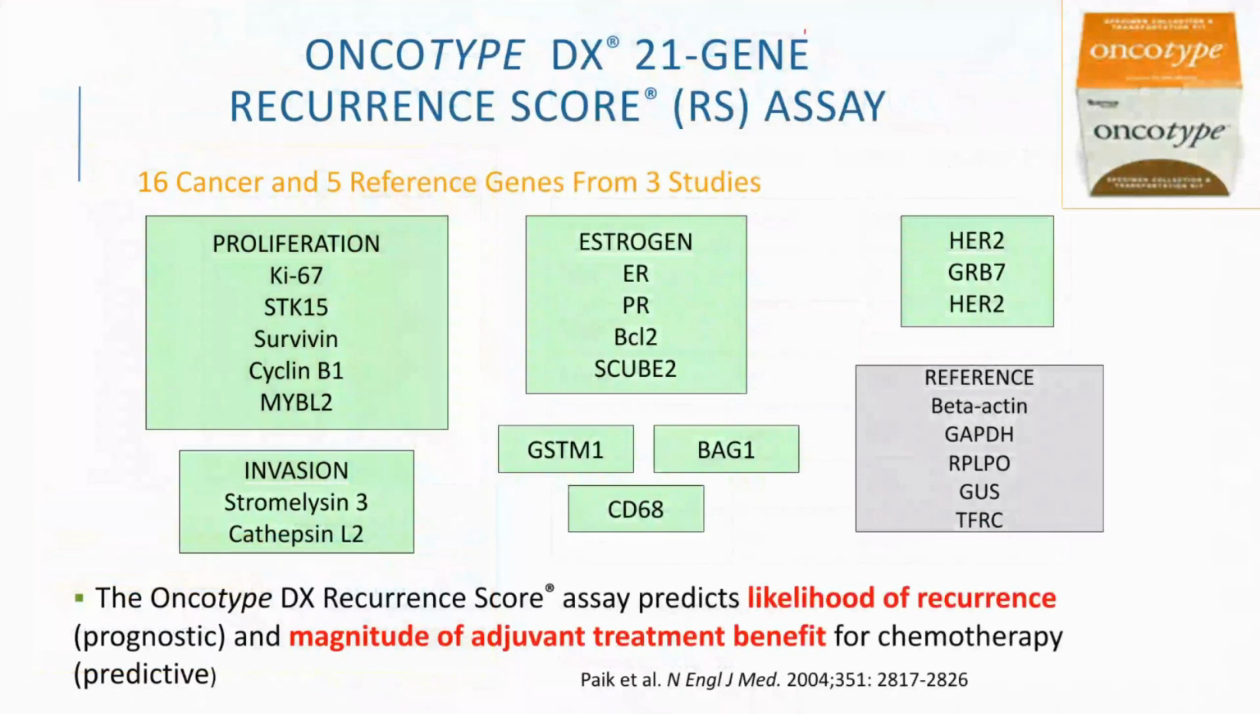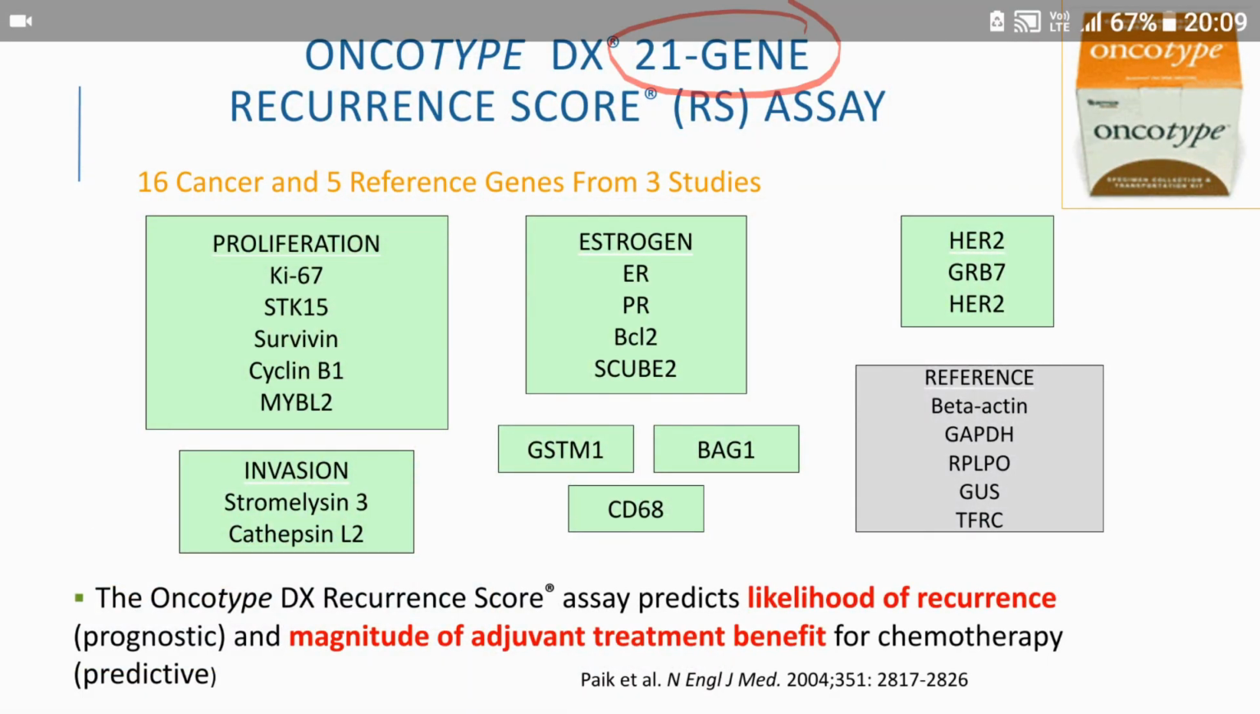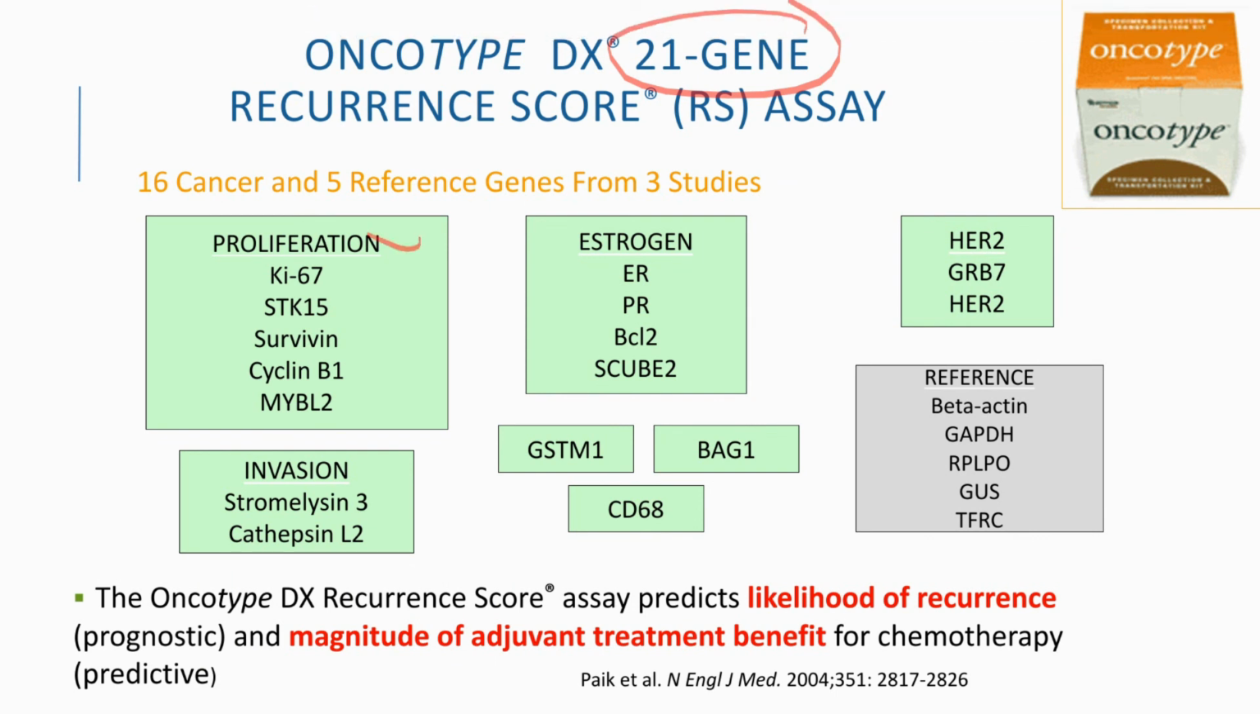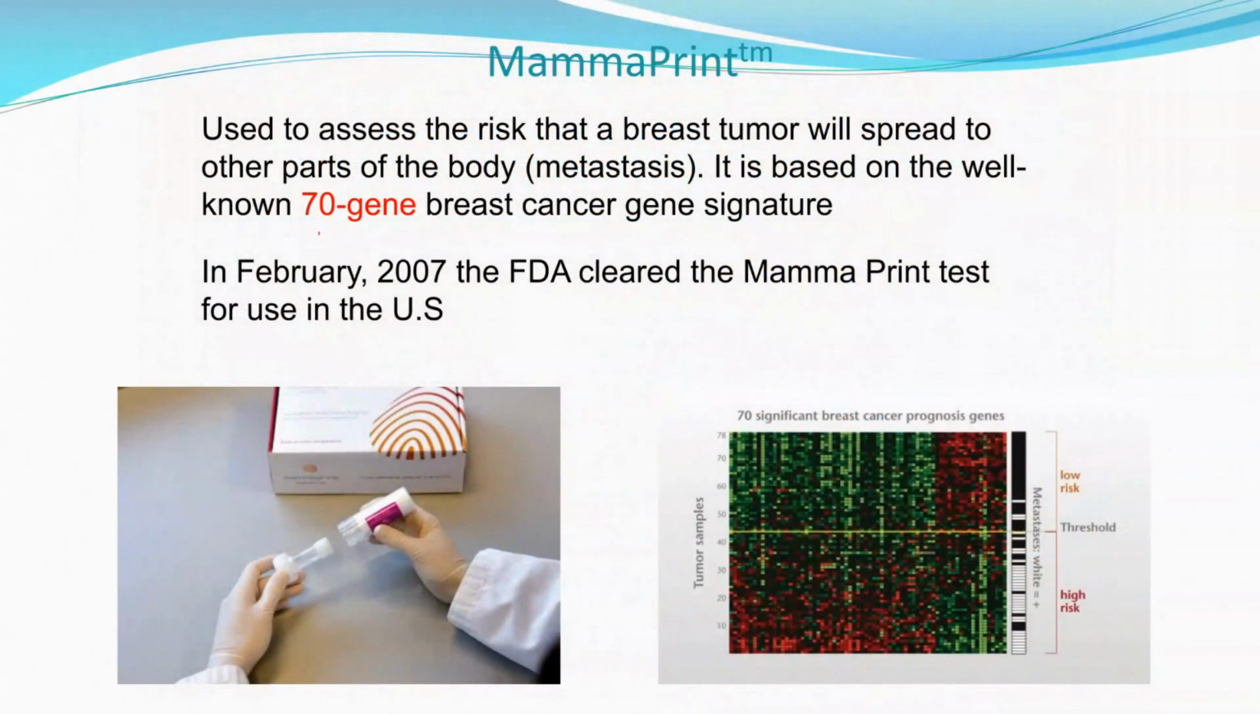Oncotype DX is another study which has 21 genes, including proliferation genes, estrogen genes and genes for invasion. With the help of Oncotype DX, we came to know the likelihood of recurrence and the magnitude of chemotherapy benefit, whether chemotherapy is effective or not for a particular patient. The next advance is MammaPrint, containing 70 genes, finally approved in 2007 by the US FDA. With the help of those genes, we know whether a particular tumor has metastasized to other organs or not.